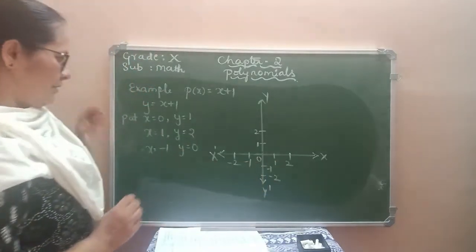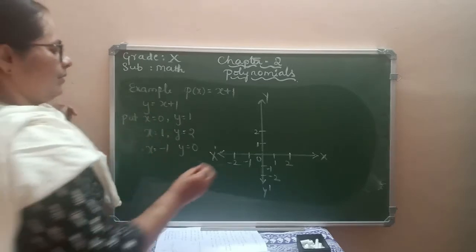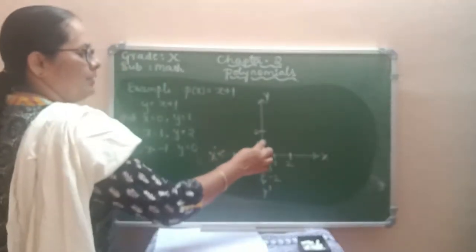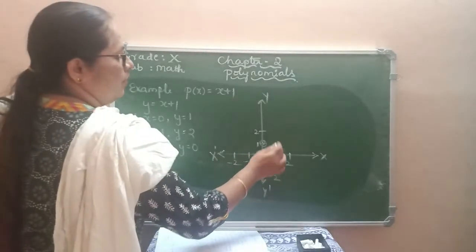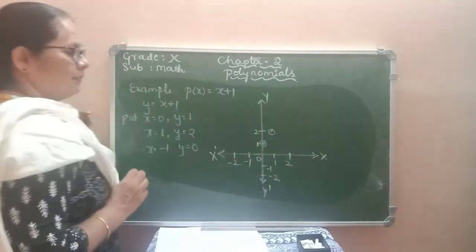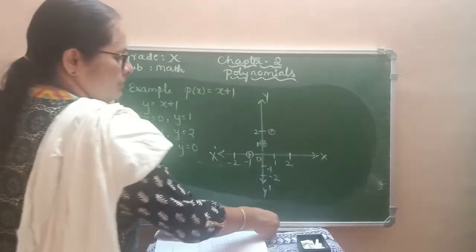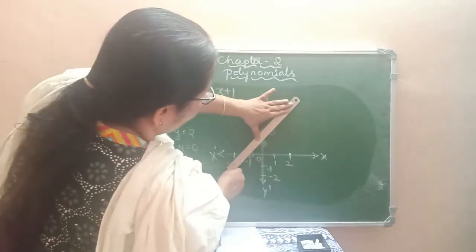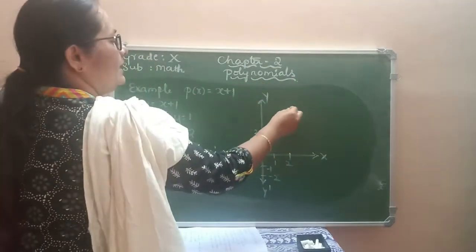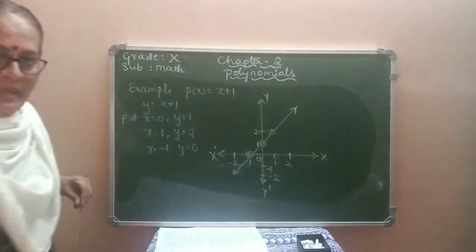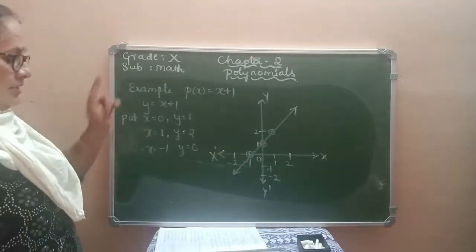Now we plot the graph for this linear polynomial x plus 1. When x is 0, y is 1. The point is here. Then when x is 1, y is 2 here. Then when x is minus 1, y is 0. Now join these 3 points. You will get a straight line. It means that for all linear polynomials, you will get a straight line.